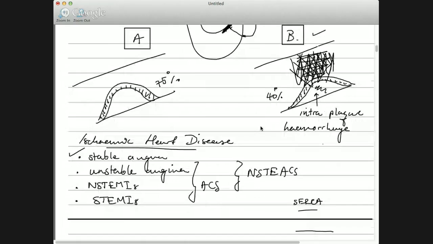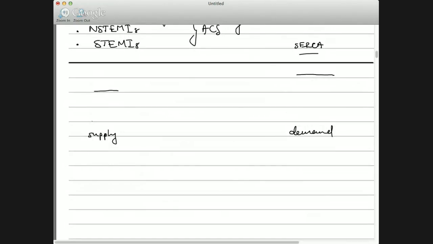Now that's really bad, because that means if you've got 100% blockage of a coronary artery and you're sitting in front of the TV relaxing, what's going to happen to this profile?